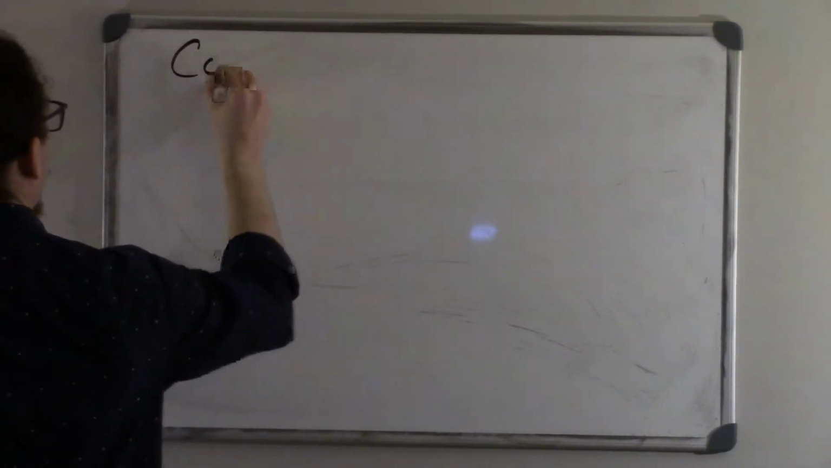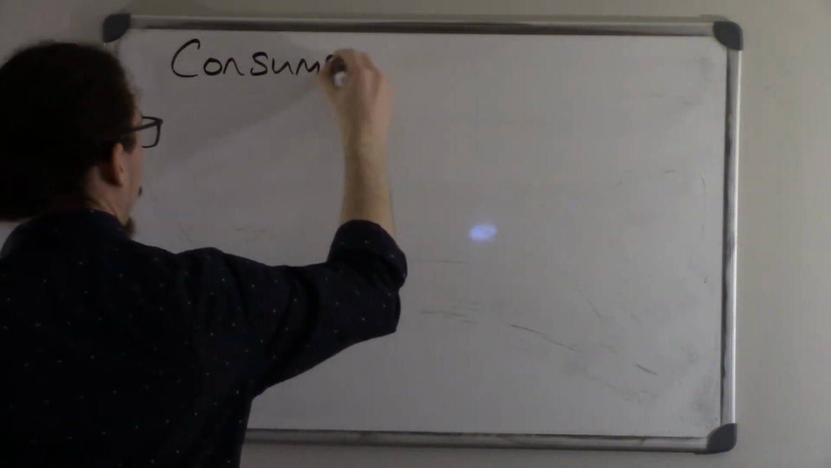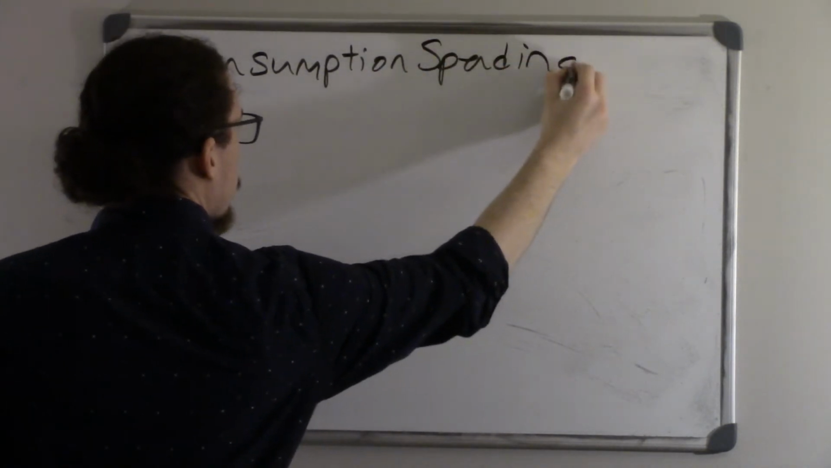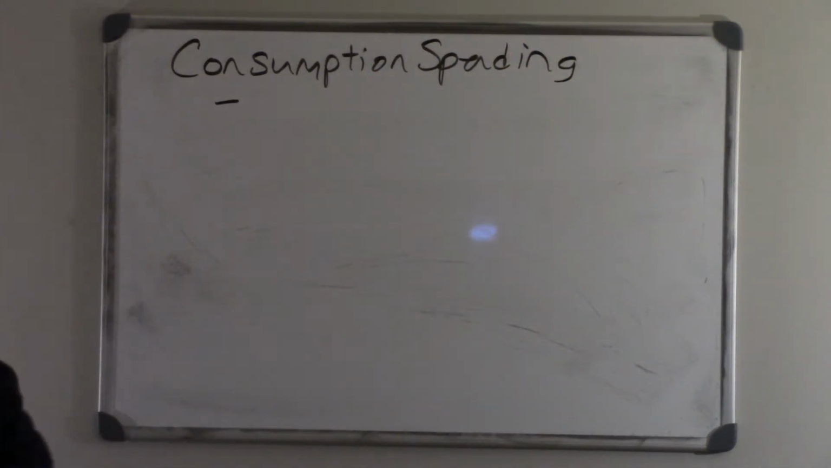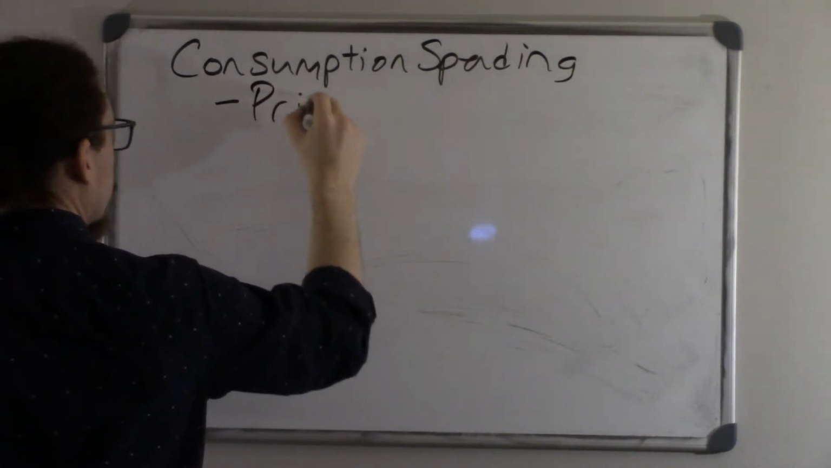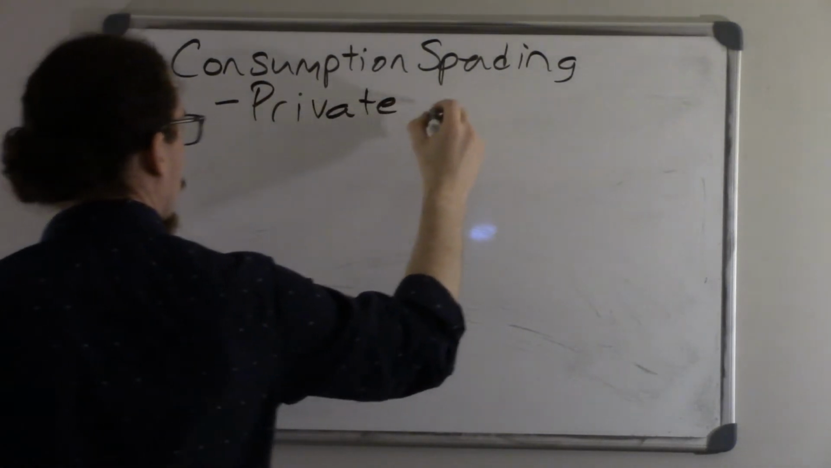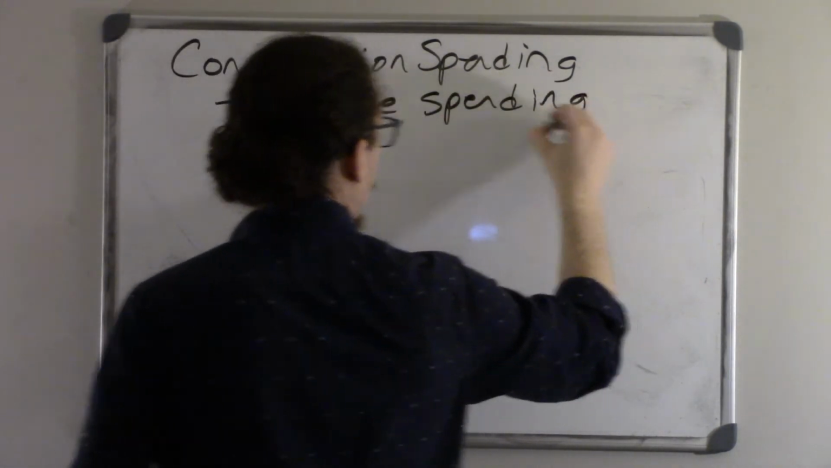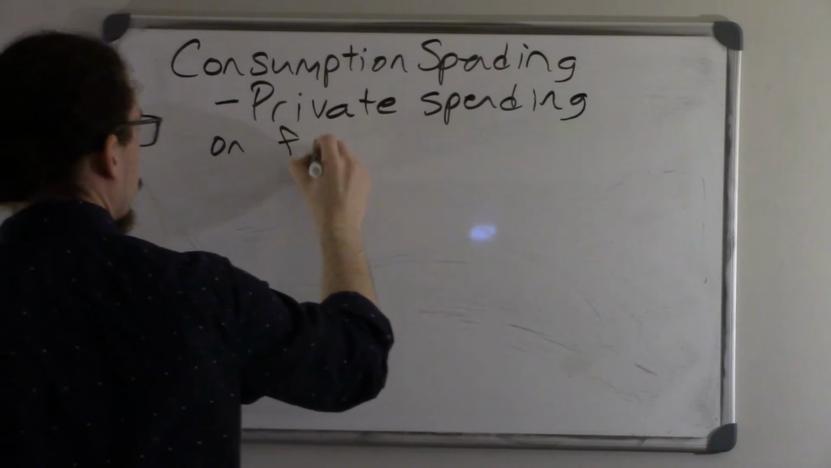It's really just to define these different things, but we do want to do that. Some of them we're not going to spend a lot of time on. First, consumption spending. We can think of this as everyday private life spending. So this is private spending on final goods and services.